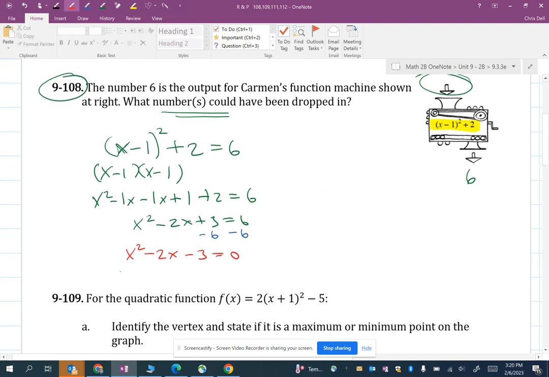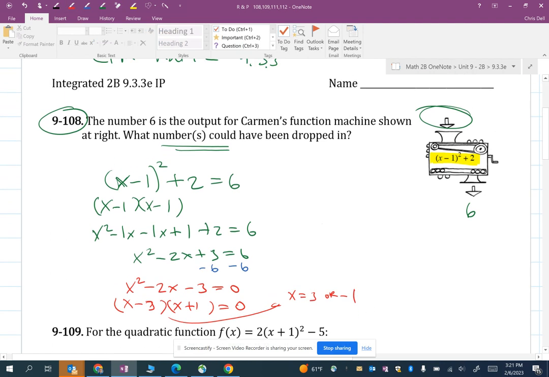Now I can factor it. It looks like it's factorable, and I can use the zero product property to solve for x. So x minus 3 and x plus 1. The zero product property says that from here, x could equal 3 or negative 1. So there are my two possible numbers for that input: x could be 3 or negative 1.